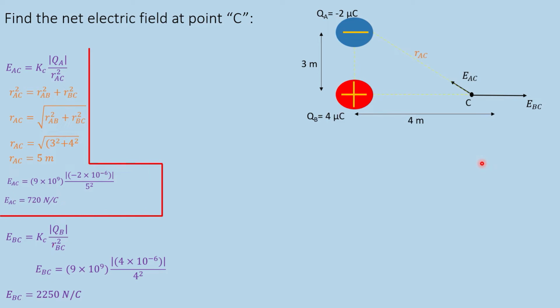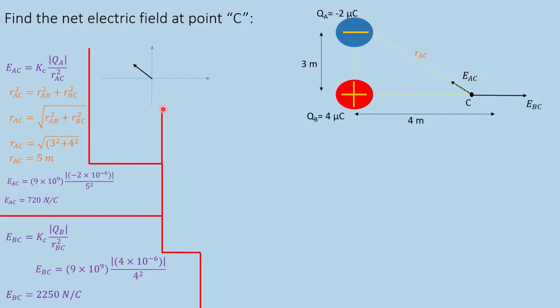Now we think of E net. Okay, we check the vectors. Are they on the same dimension, on the x-axis or the y-axis? No, they are not. Okay, are they on the y-axis? No. So they are not linear. I cannot add or subtract. Are they perpendicular to each other? The answer is no. So the only way to solve this is that we check them. EBC is already on the x-axis, but EAC is not. So I have to break down EAC into x component and y component.